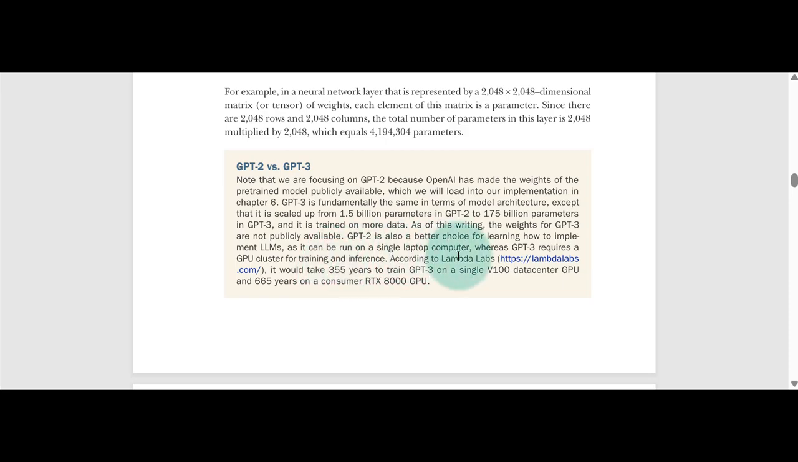According to Lambda Labs, it would take a long time to train GPT-3 on a single, I don't know what this means, data center GPU, or 665 years on a consumer GPU. Okay, so we couldn't do that.